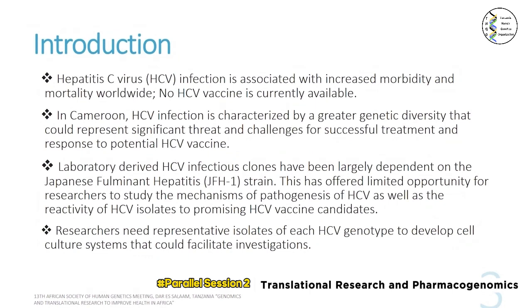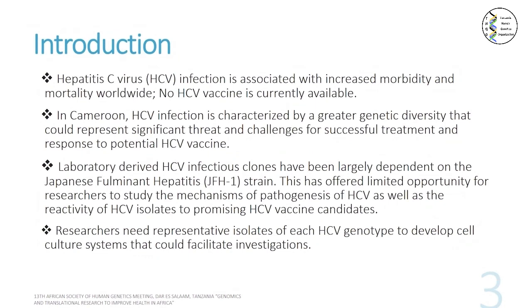The laboratory-derived HCV infectious clones have been largely dependent on the Japanese fulminant hepatitis, JFH1 strain. And this has offered limited opportunity for researchers to study the mechanisms of pathogenesis of that virus, as well as the reactivity of isolates to promising vaccine candidates.